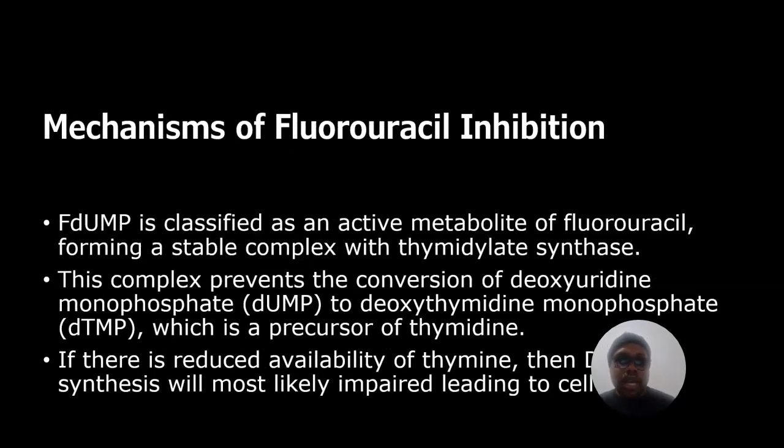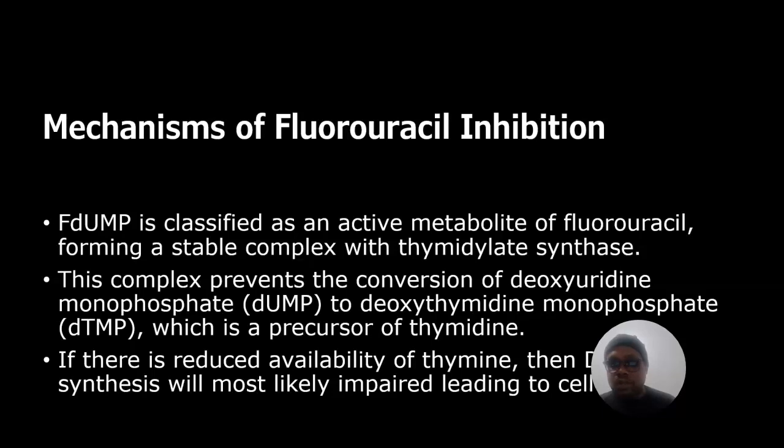So as we proceed along, I also want to talk about the mechanism of fluorouracil inhibition. So FdUMP is classified as an active metabolite of fluorouracil, which is basically fluorodeoxyuridine monophosphate, and it forms a stable complex with thymidylate synthase. And this complex prevents the conversion of deoxyuridine monophosphate to deoxythymidine monophosphate. So it prevents the conversion from one analog to the other analog. And all of these are precursors of thymidine.